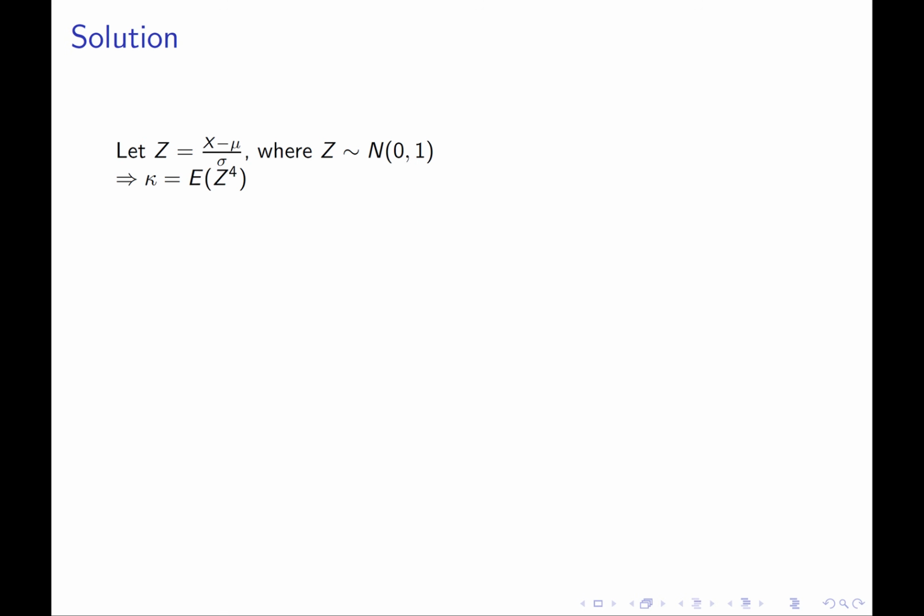And actually, so I'm confused, messing up again. So this implies kappa equals E[z to the fourth], and you can actually prove this. It's not actually obvious, because it doesn't necessarily work in every case, I don't think, but in this case it does work, I'm pretty sure.